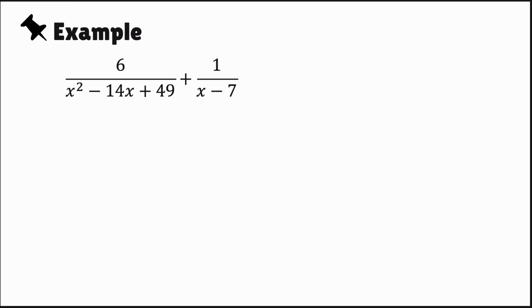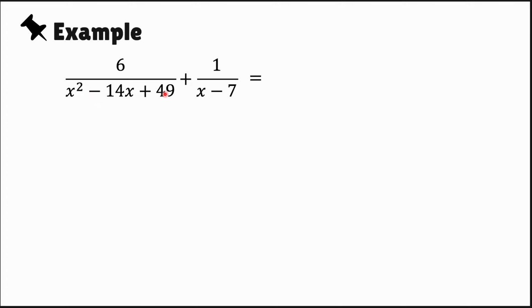Last example. Let's say for example this one. I have 6 over x squared minus 14x plus 49. And then we have to add it with 1 over x minus 7. The first thing that we have to do here is to check our denominator. Is our denominator factorable? If yes, let's factor it first.